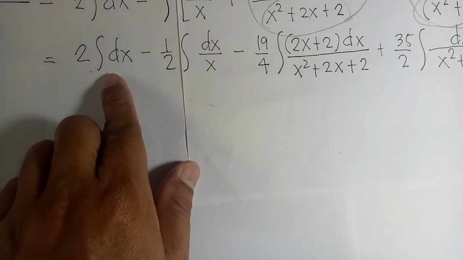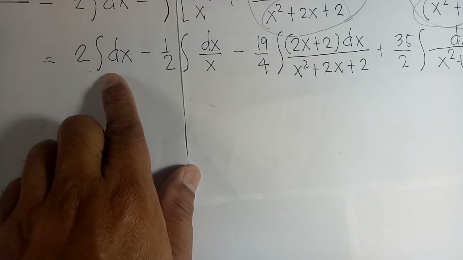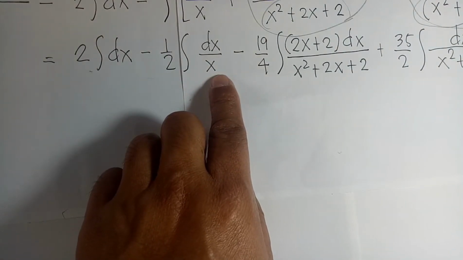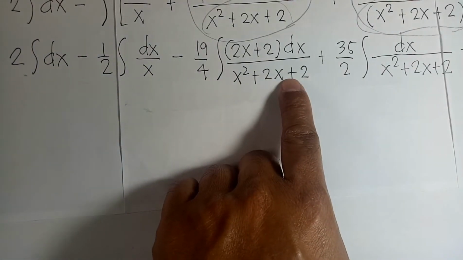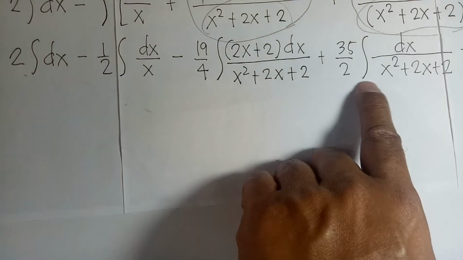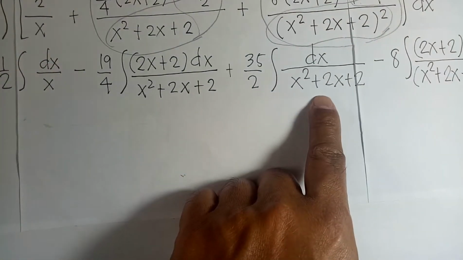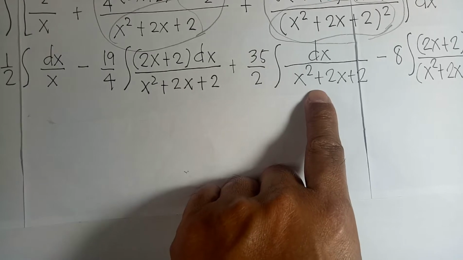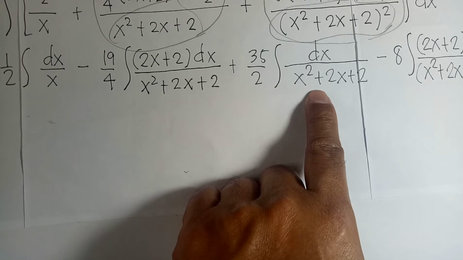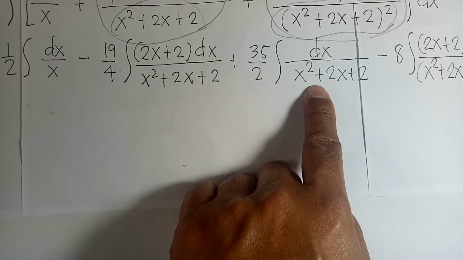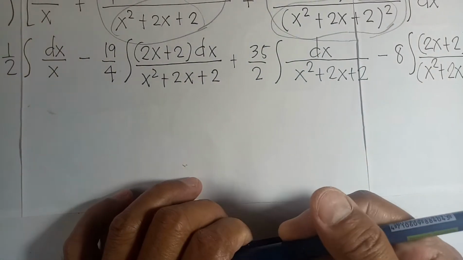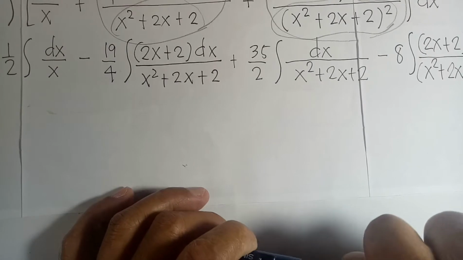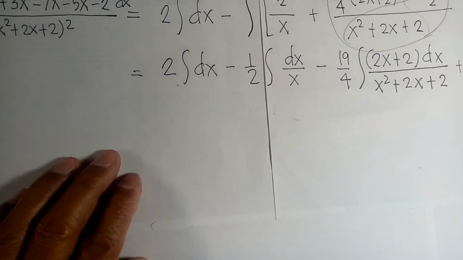So, here ay integrable na, integral of dx. Ito din ay integrable na, integral of du over u. Ito rin, integrable na, integral of du over u. So, ito naman ay leading to inverse tangent. So, dito ay magkakaroon tayo ng completing the square. Susulat natin yung x squared plus 2x plus 2 in the form of u squared plus a squared. So, tuloy natin. So, rewrite muna natin yung ating mga integrals.